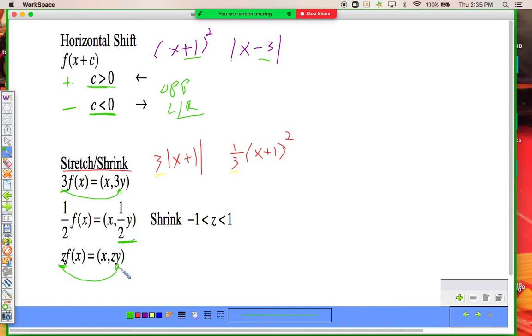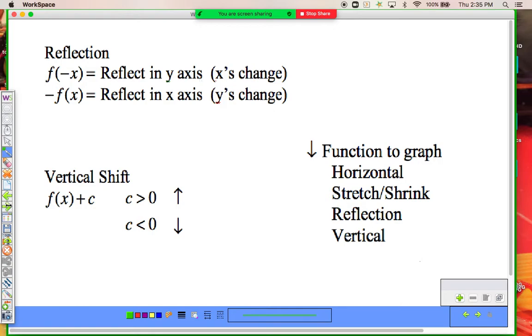All right, the next idea is going to be a reflection. We are going to have a reflection of our graph when we have a negative sign in it. If the negative sign is inside the function, the absolute value of negative x plus 3, we're going to reflect over the y-axis. We're going to go from the right side to the left side, or the left side to the right side. As a reflection over the y-axis, that means my x value is going to have a negative sign in front of it.